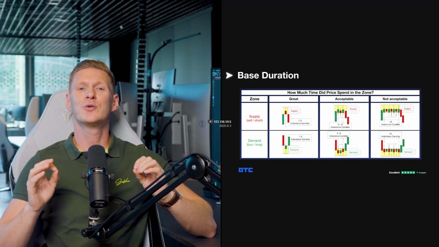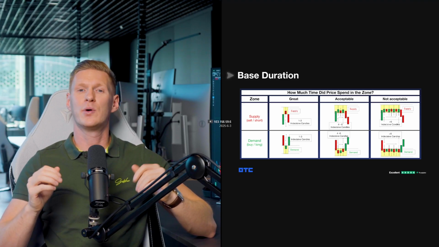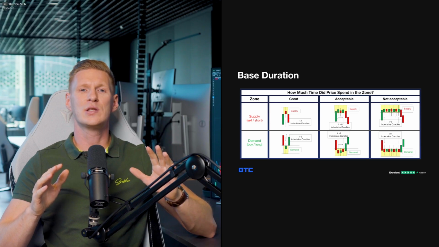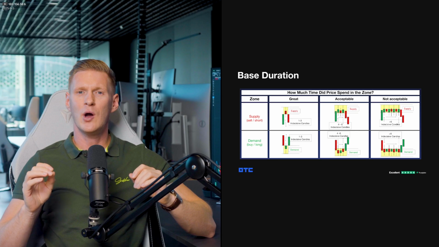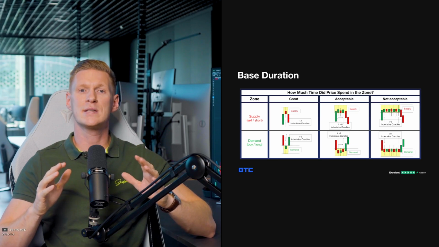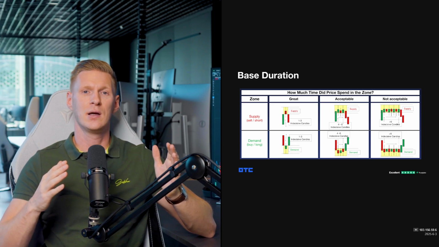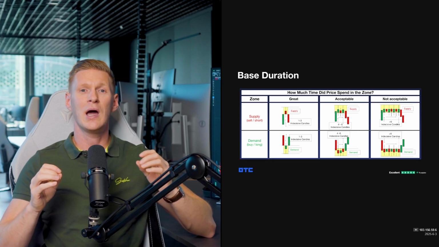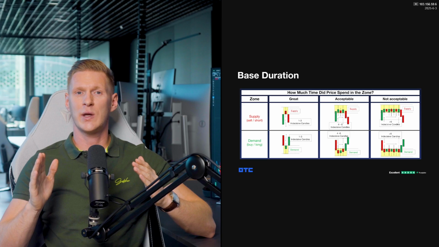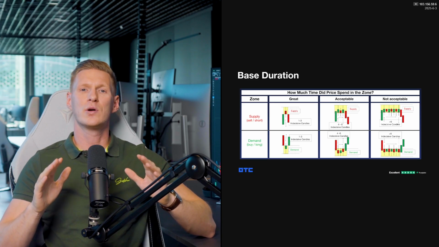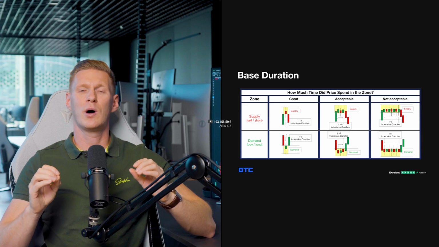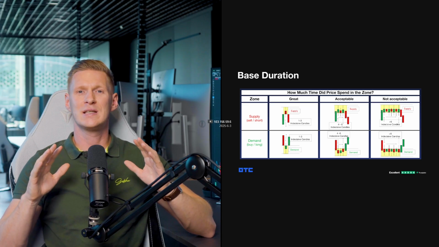Now that we have mastered the importance of the leg out, let's shift focus to another crucial zone structure qualifier, base duration. Why is the base so important? The base represents the origin of the imbalance, the point where unfilled institutional orders are likely concentrated. It's also the foundation for drawing your distal and proximal line, which determine how you place your stop, entry, and target. In other words, if the base is poor quality, the entire zone loses its reliability.